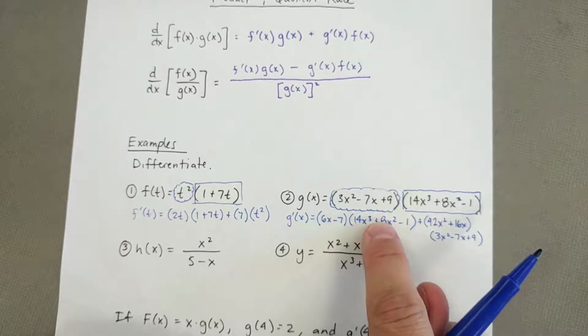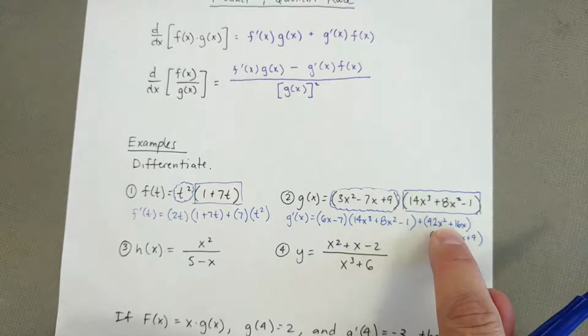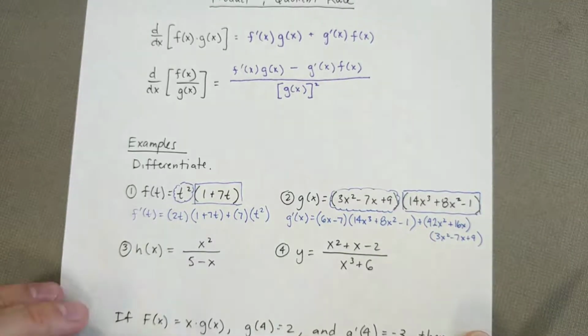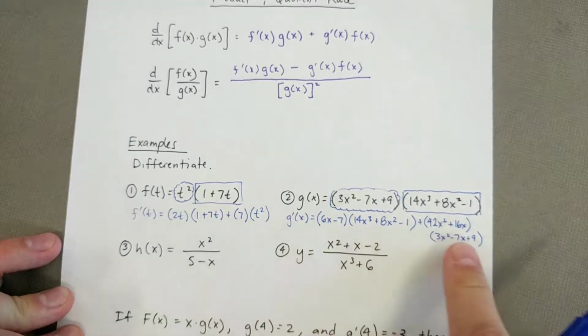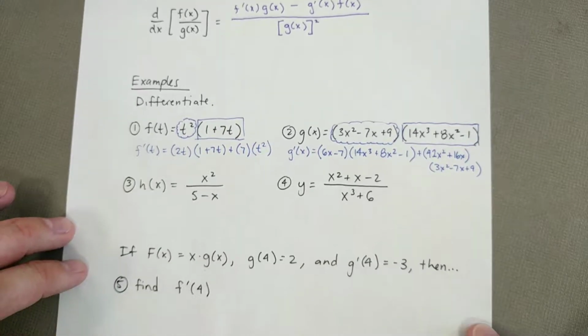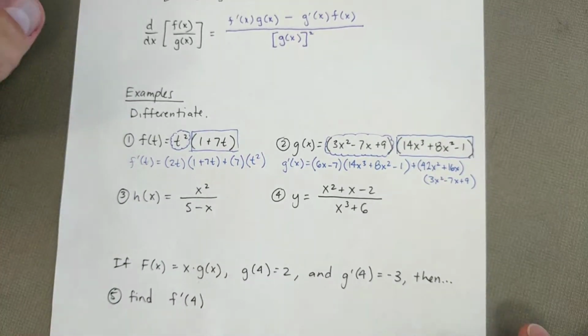Derivative of the first thing times the second thing plus derivative of the second thing times the first thing. All right. So that's the product rule. And again, you could simplify this, but why? Next, we'll look at what the quotient rule does for us.